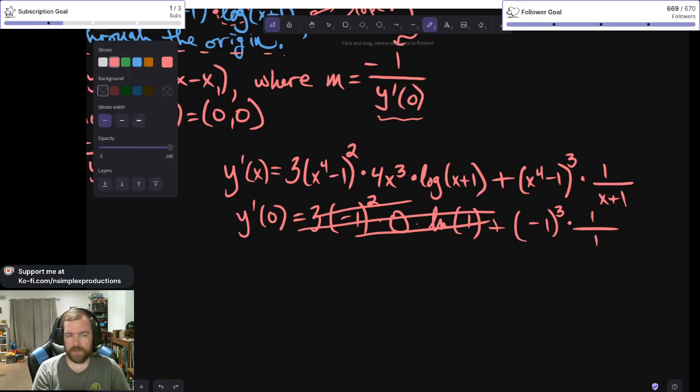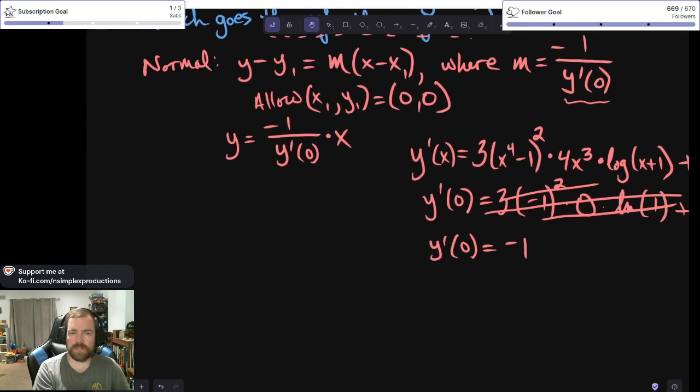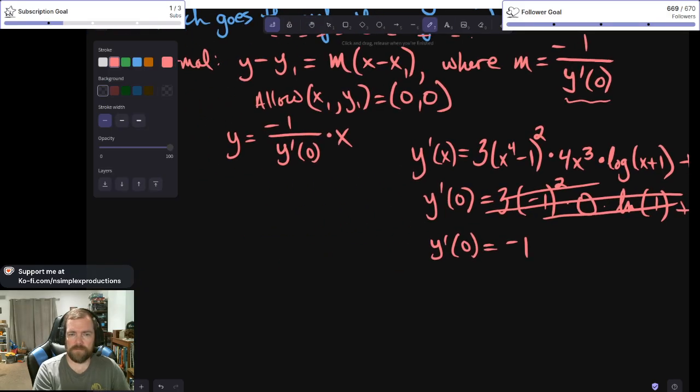And then on the other term there, y prime at 0 becomes negative 1 times 1 is just negative 1. Right, so then we go back over here. Say that y is going to be equal to negative 1 over negative 1 times x, which is just y equals x.